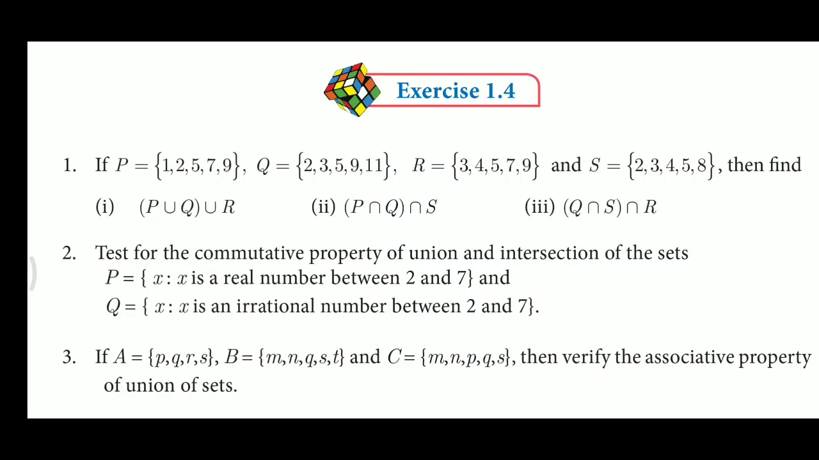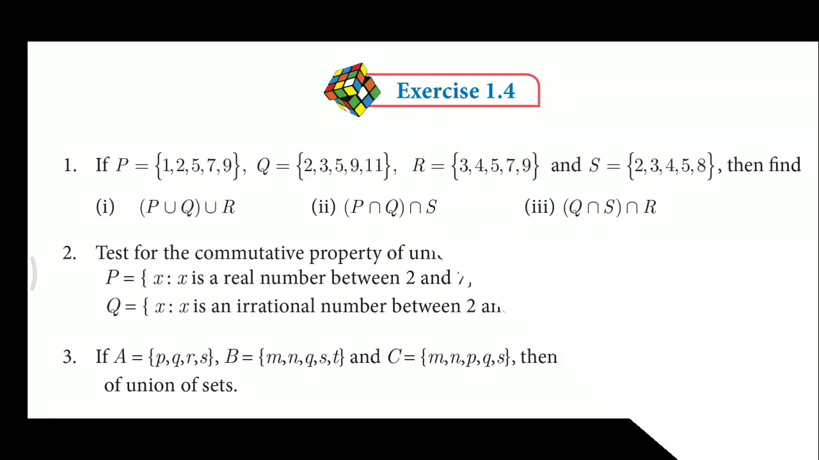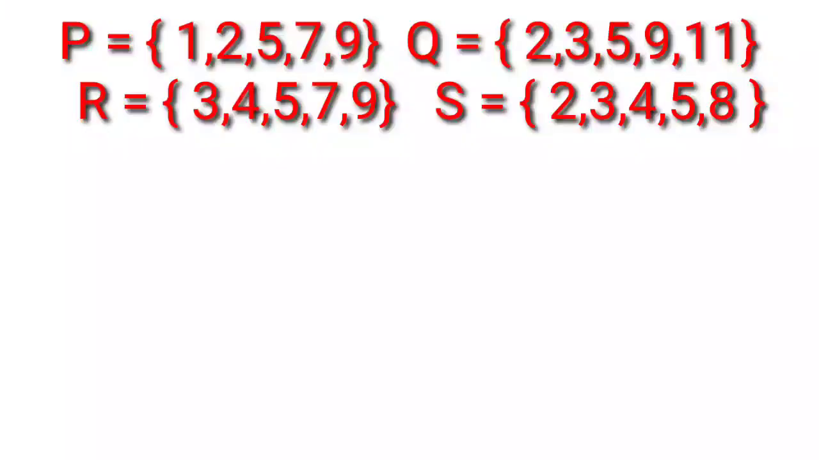Here the first sum is: if P is equal to the set containing 1, 2, 5, 7, 9 and Q is equal to {2, 3, 5, 9, 11} and R contains {3, 4, 5, 7, 9} and S is equal to {2, 3, 4, 5, 8}, then find P union Q union R, second P intersection Q intersection S, and Q intersection S intersection R.